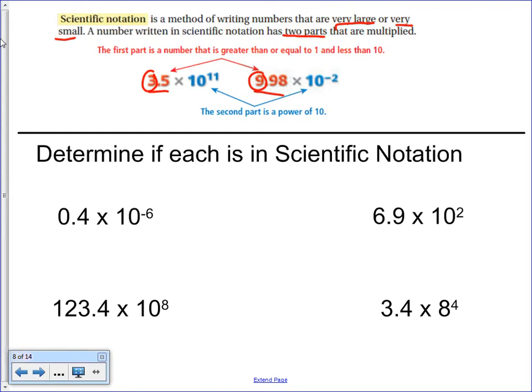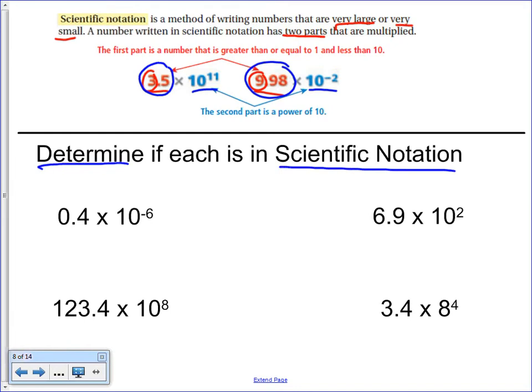And the second part is a power of 10. So 10 to some power. That power can be positive or negative. So remember, it has to be greater than 1 and less than 10, or just one digit that's not 0 to the left of the decimal, and a power of 10. So let's take a look at some examples, and we need to determine if each is in scientific notation.